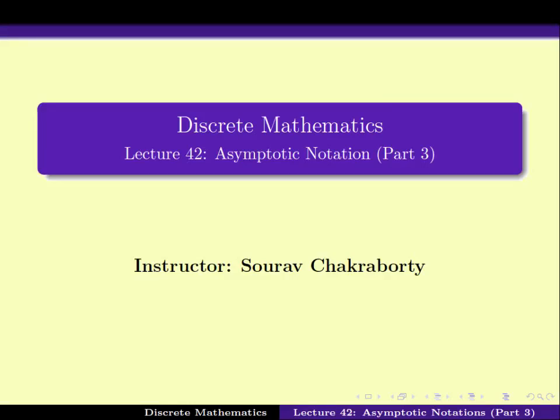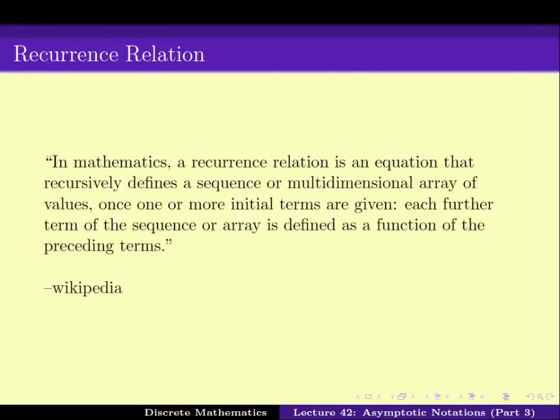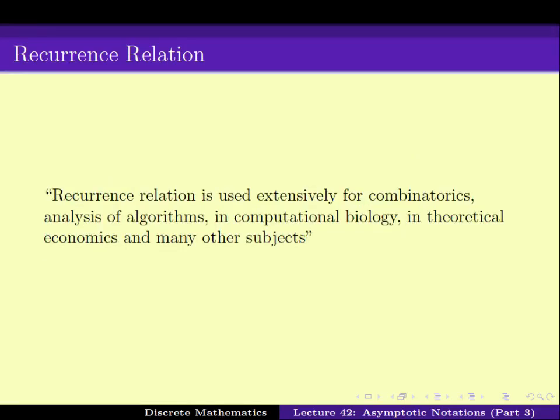Welcome back. So we have been looking at recurrence relations. Recurrence relations is basically a sequence of numbers where the initial set of numbers are given and the nth term is defined as a function of the earlier terms. And we have seen that recurrence relation is used extensively in combinatorics, analysis of algorithms and various other subjects.